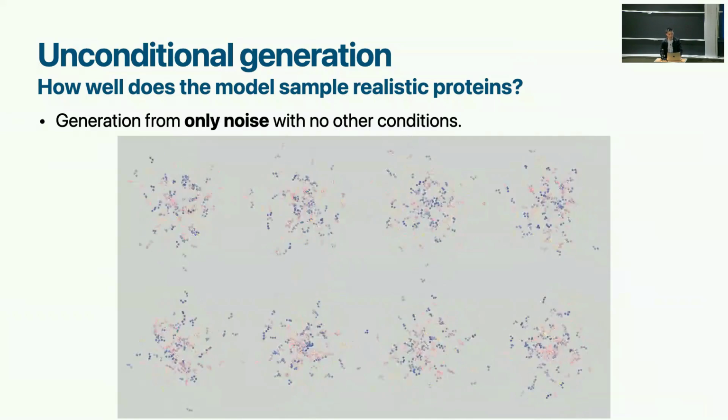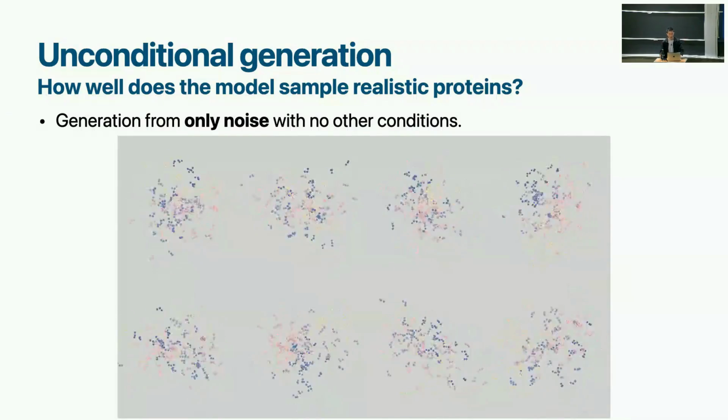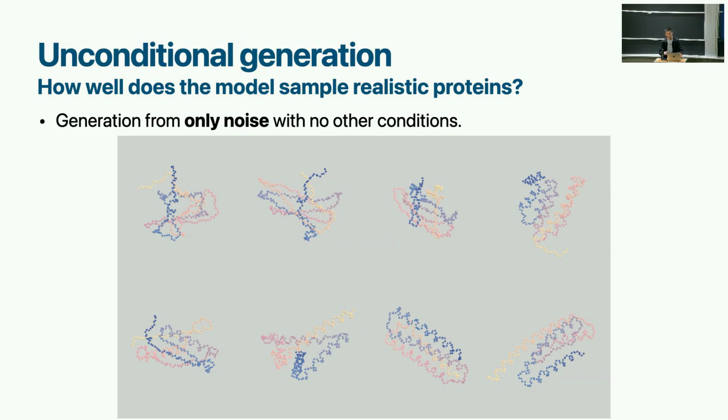That's starting from pure noise, with no other condition, just generate me a random protein. And then the model is going to iteratively decode it, and it's going to come up with a diverse set of proteins here.